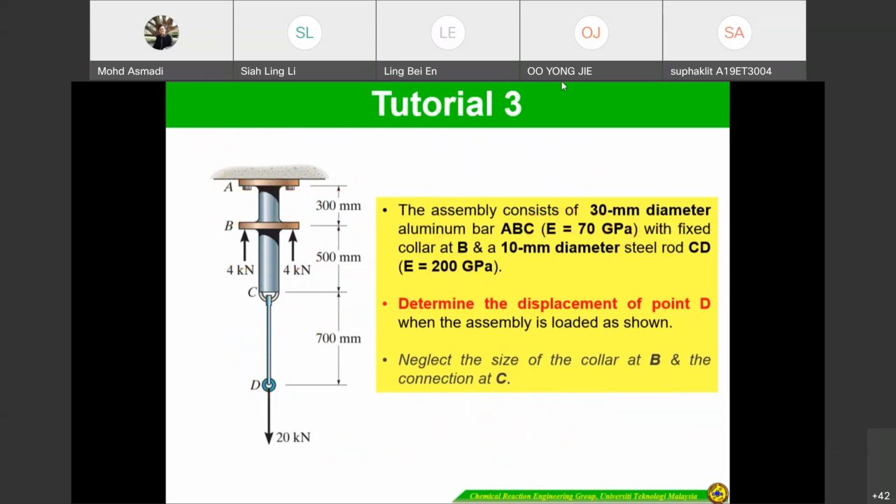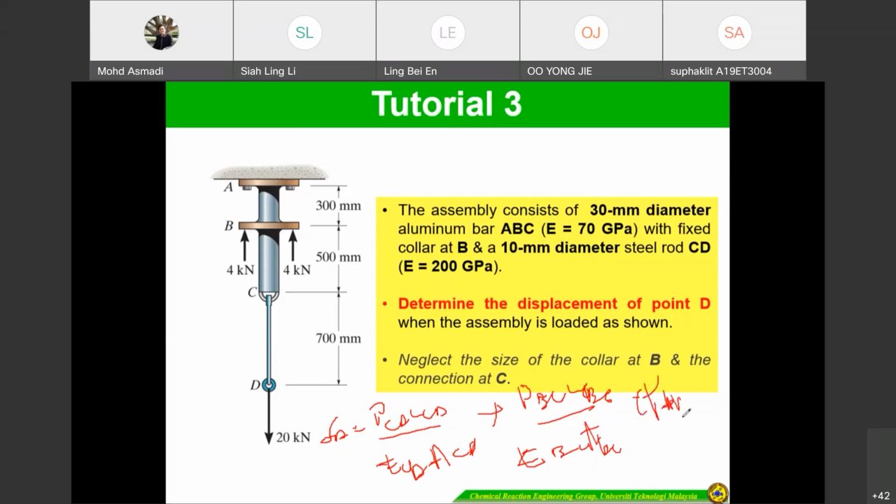For this one, of course, delta D equals P L_CD divided by E_CD A_CD, plus P L_BC divided by E_BC A_BC, plus P L_AB divided by E_AB A_AB. You just substitute all.